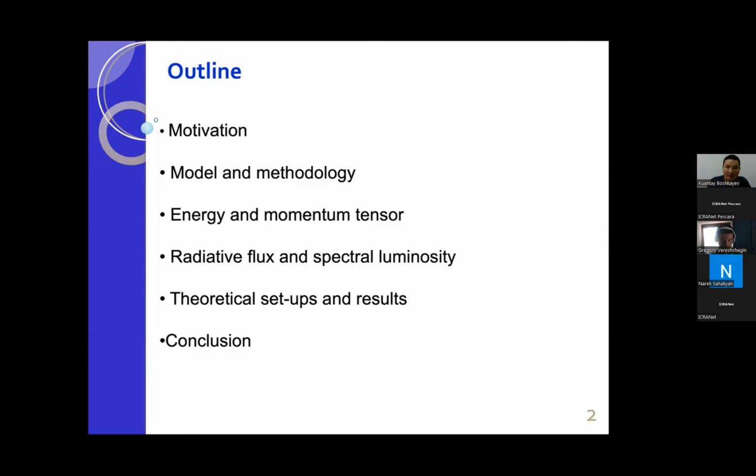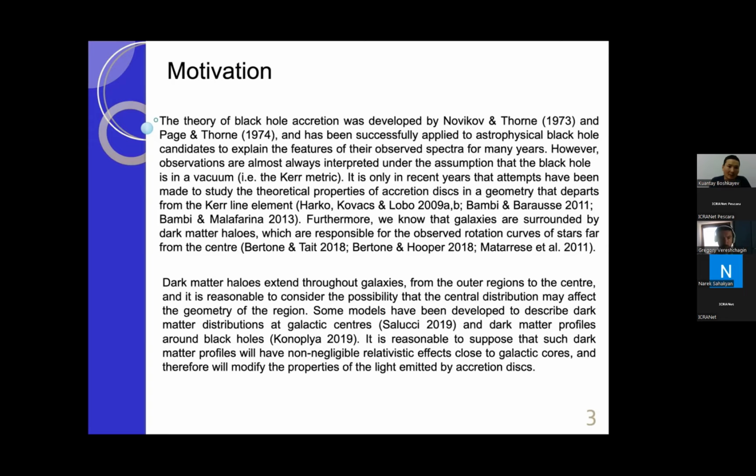The main objective of this talk is to study the influence of dark matter on the accretion disk luminosity. We know that in any galaxy, especially in the central part of the galaxy, we have a supermassive black hole. In addition, we know that there is a distribution of dark matter starting from the halo to the central part of the galaxy. So these are already observed, let's say, objects: dark matter and supermassive black holes.